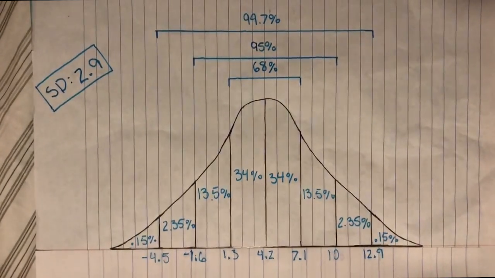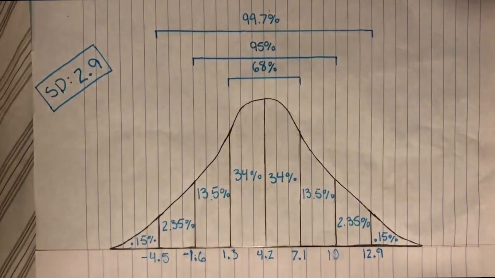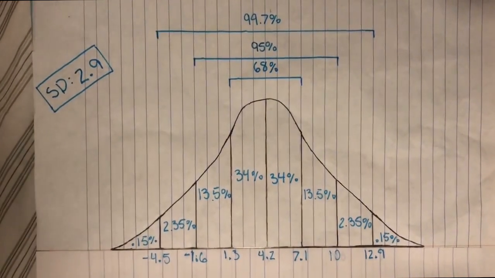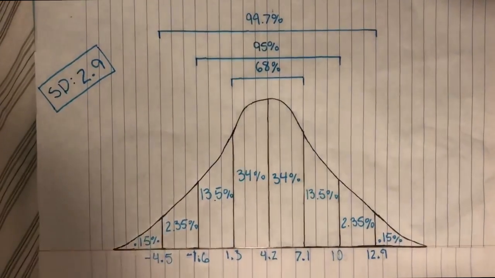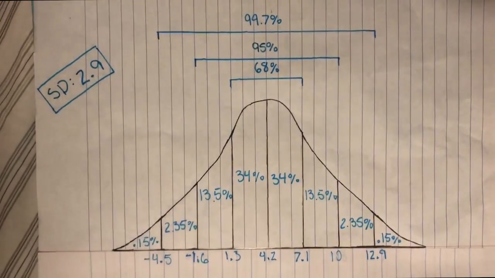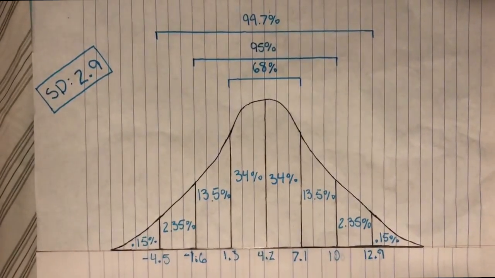But in our situation, this bell curve does not have a normal distribution. For that to happen, the mean, the median, and the mode would all have to be the same, and it would not be skewed. Because the bell curve is more skewed to the left, more of the data values fall between the lower half of the data set.